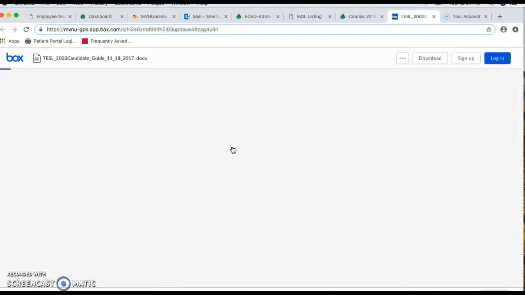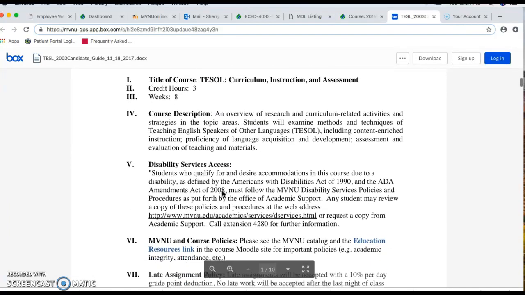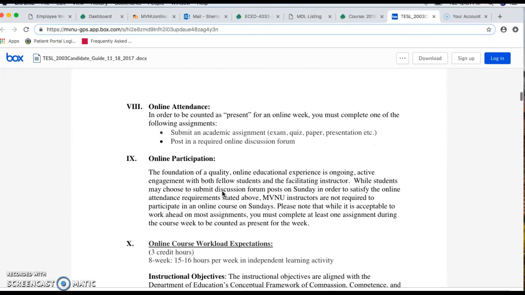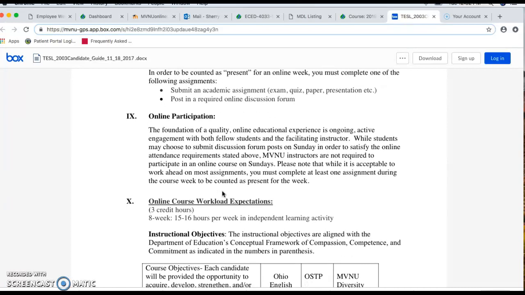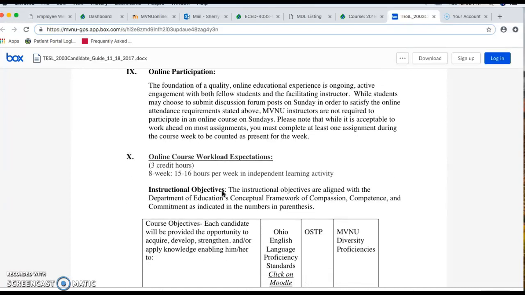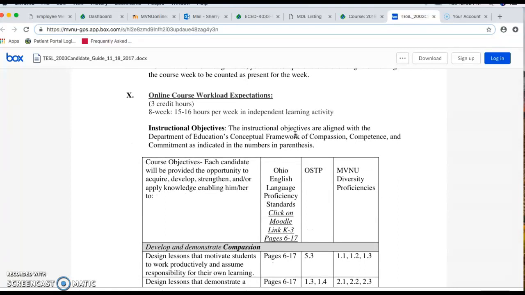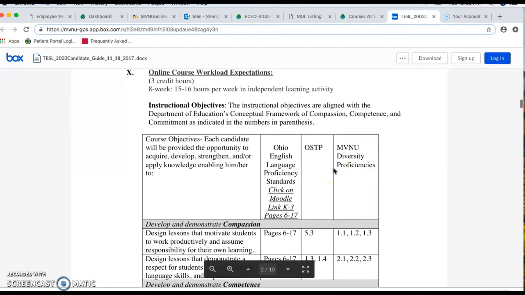I'm going to start out by bringing up your course syllabus, and I strongly encourage all of you to print this syllabus off and keep it with you as we go through the class. All of the information thus far is basically the same on every syllabus that you see for Mount Vernon Nazarene University. And you know that to be counted present for the week, you have to have had at least one engagement online for that to be counted as credit. And that has to do with the laws with attendance and financial aid and so on.